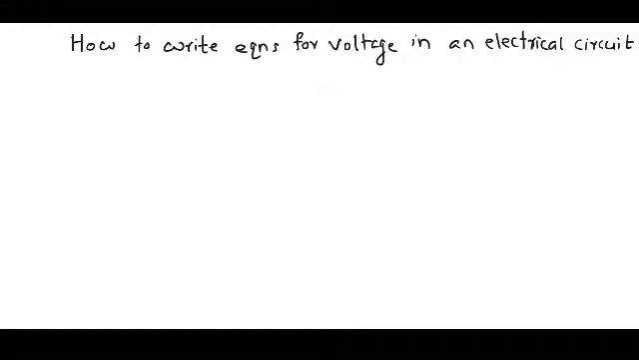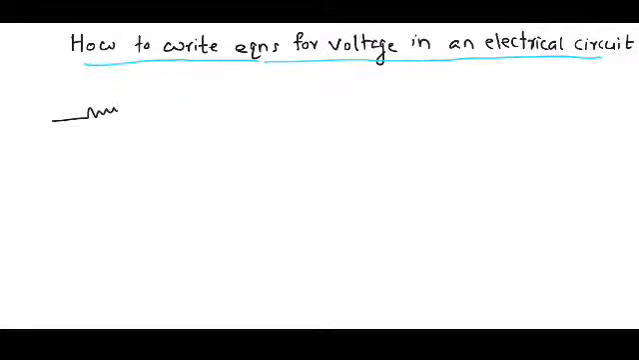Hi dear students, in this section we discuss how to write the equations for voltages in an electrical circuit. That is, here we will learn how to write the equations for the voltages for an electric circuit containing resistance and voltage sources, also the inductor, and then solve for the current in the circuit. First we consider a resistor.